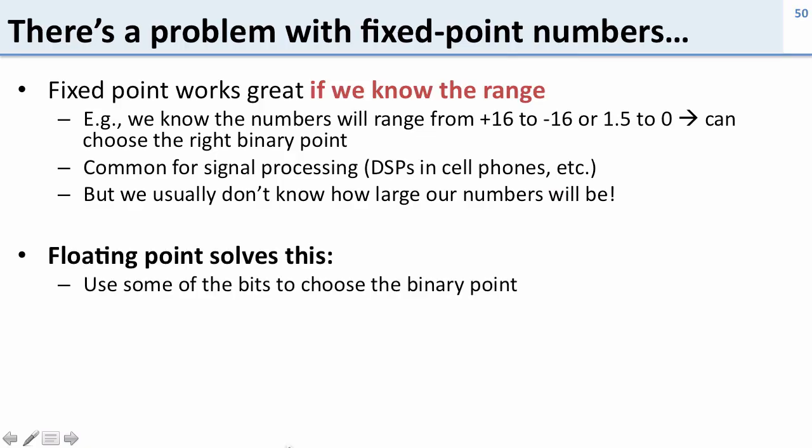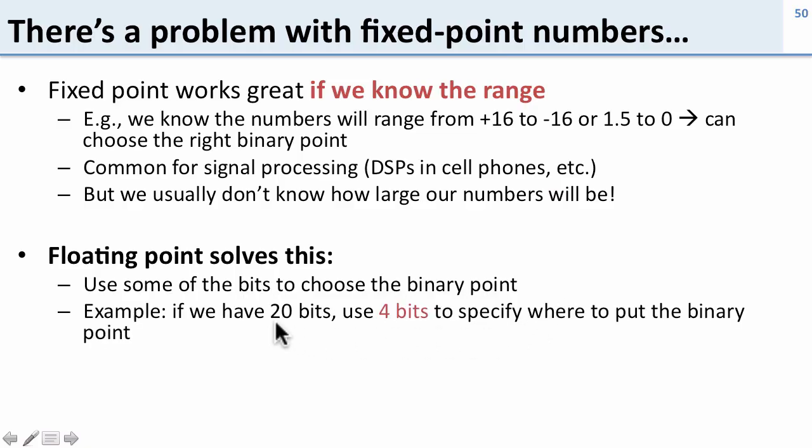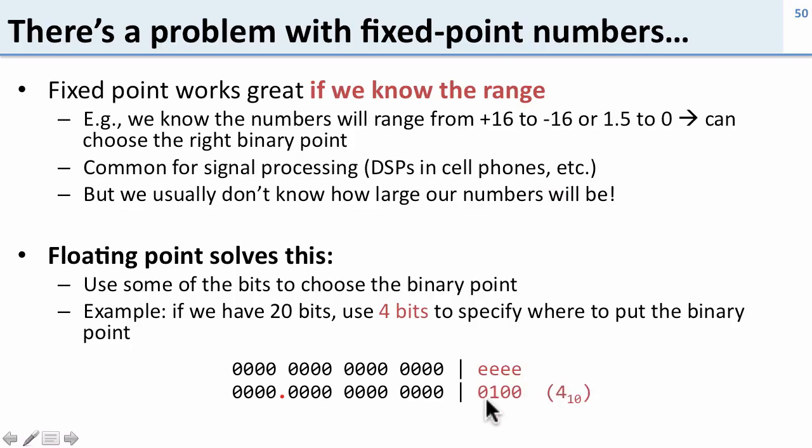And the way it solves it is we use some of the bits to choose the binary point. So before we had fixed the binary point, now we're going to take some of our bits and say those bits determine where the binary point is. So here's an example. We have 20 bits and we're going to use 4 of them to specify the binary point. So here's 16 bits and then 4 bits, which we're going to call E for exponent, to choose the binary point. So if our exponent here is 0, 1, 0, 0, or 4, that may mean the binary point is here. It comes after the 4th digit.